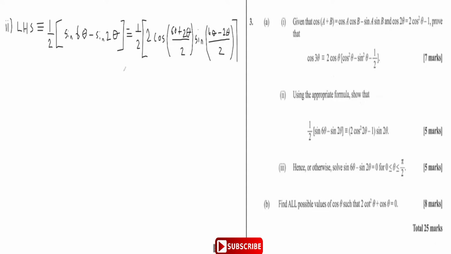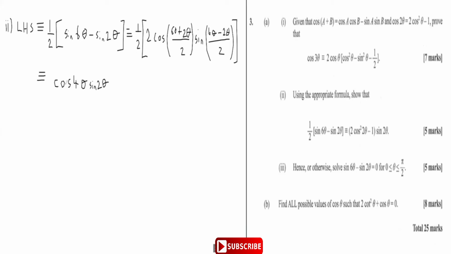Now, once you get to this stage, you can go ahead and say, all right, not a problem. A half cancels the 2, and so it just works out to be the cosine of 6 theta plus 2 theta over 2, which is the cos of 4 theta. And then 6 theta minus 2 theta is 4 theta, and 4 theta over 2 is 2 theta. So we get cos 4 theta sine 2 theta. That's what we get. Nice.